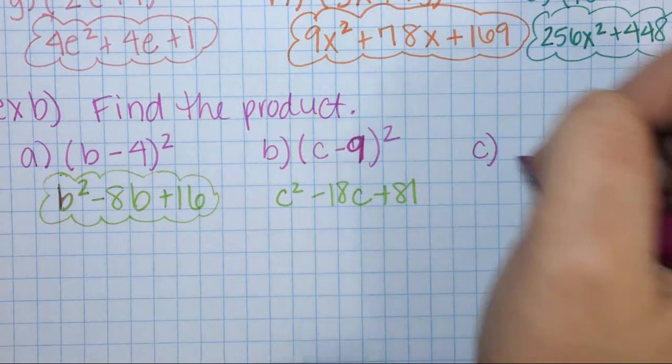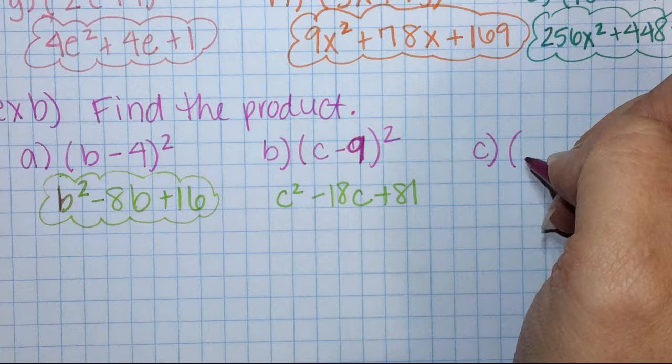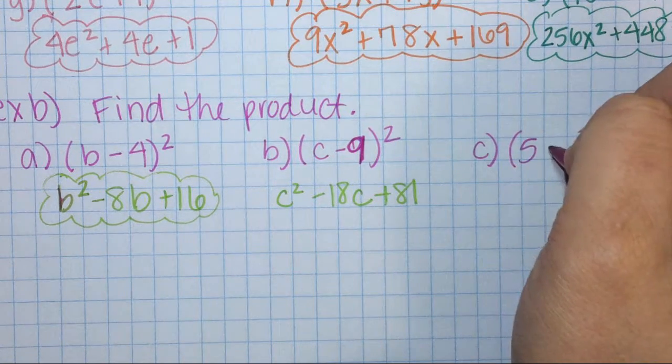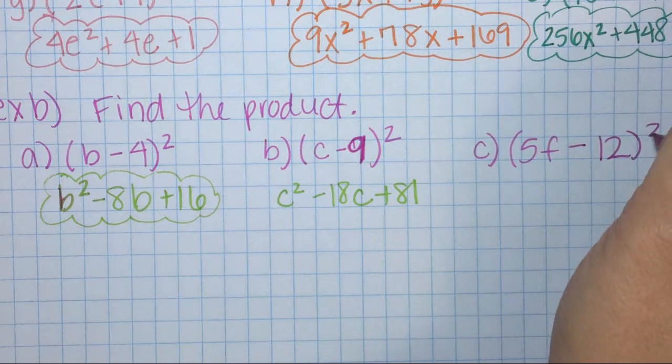Alright, let's do, do we want to go crazy? Uno más. Okay. (5F minus 12) quantity squared.